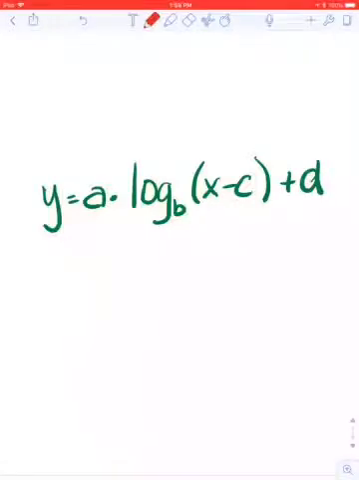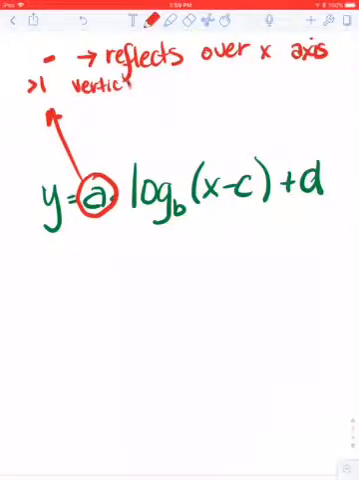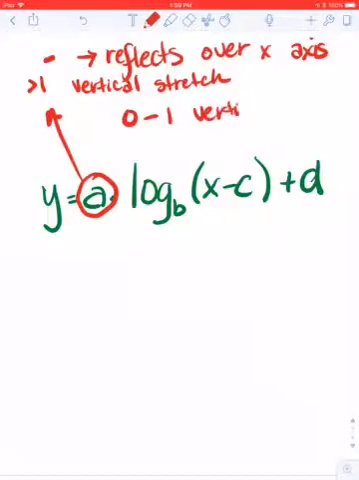Okay, guys, let's do a little review with the log equations that we started today. So let's just kind of review a little bit of what some of these are. First of all, with this a value at the beginning, if it is negative, that tells you that it reflects over the x-axis. If you have any other number there, if it is greater than 1, it is a vertical stretch. If it's between 0 and 1, it's a vertical shrink.